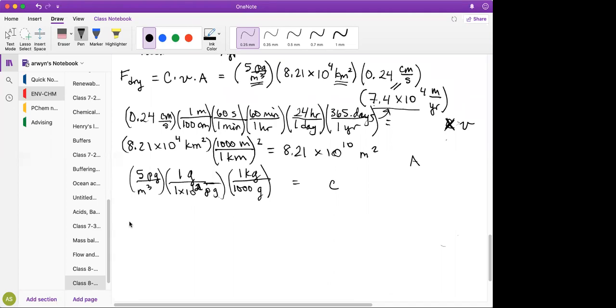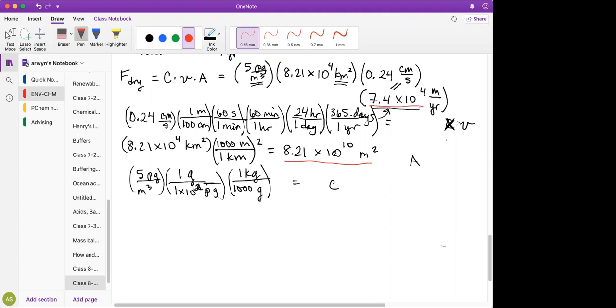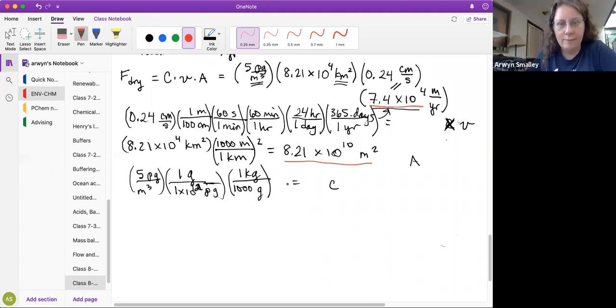Okay, and this number here is just 10 to the 10th meters squared. Yeah. And then that one's like 5 times 10 to the negative 15th for the picogram one. Mm-hmm.